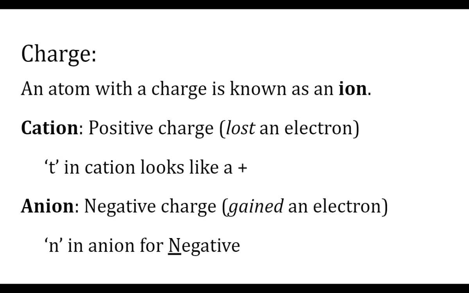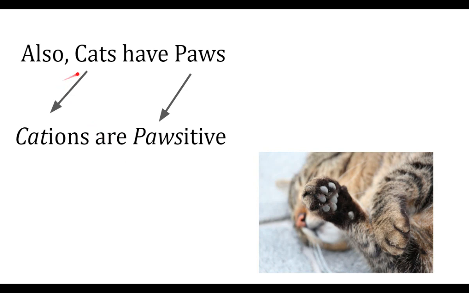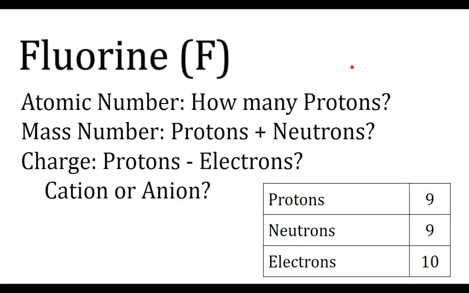My other trick is also my other terrible joke. Cats have paws, so cat-ions are positive. And there's a little cat with his little paw, right? I know it's a dumb joke, but maybe it helps you remember it. Okay, so let's go on.